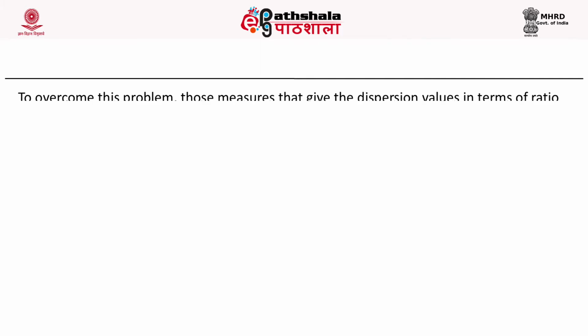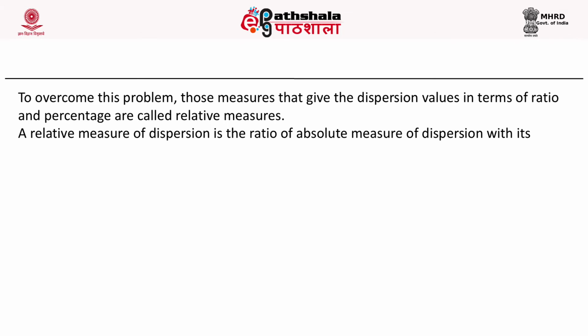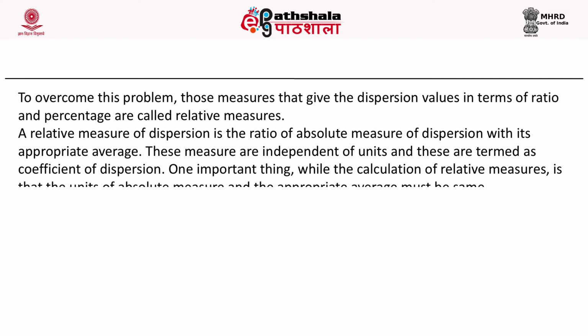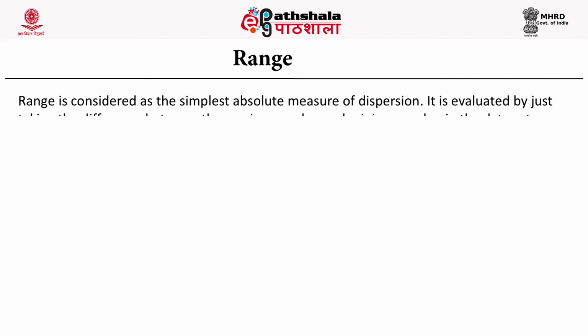To overcome this problem, those measures that give the dispersion value in terms of ratios and percentages are called relative measures. A relative measure of dispersion is the ratio of the absolute measure of dispersion to its appropriate average. These measures are independent of units and are termed coefficients of dispersion. One important thing in the calculation of a relative measure is that the units of the absolute measure and the appropriate average must be the same. Now we start with the first measure of dispersion, that is range.